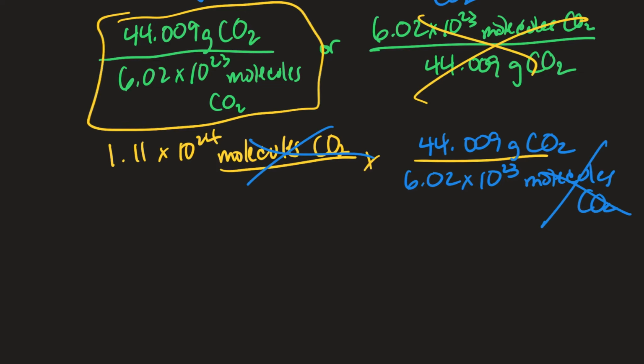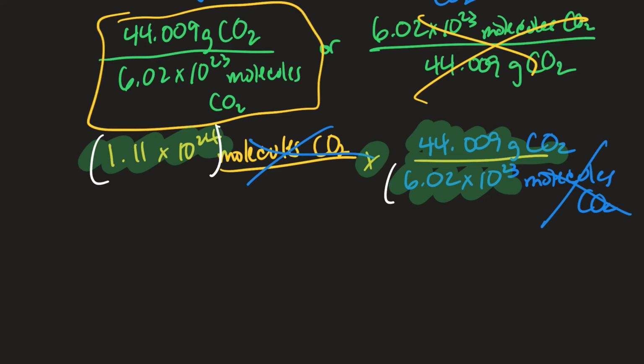Molecules of CO2 will cancel themselves out, and so all you have to do in your calculator, carefully, is type this number, 1.11 times 10 to the 24 times 44.009 divided by 6.02 times 10 to the 23rd. Now, anytime you're dealing with scientific notation, it's good practice to put these in parentheses, so that you don't mess this up putting this in the calculator. And then this will give you your final answer once you put this all in.